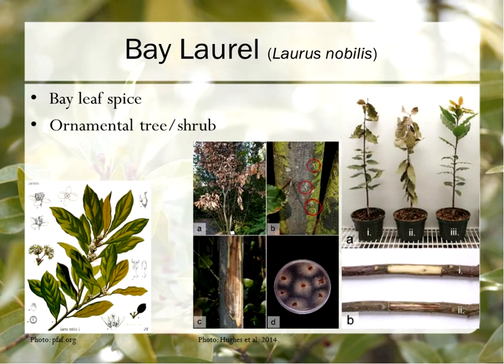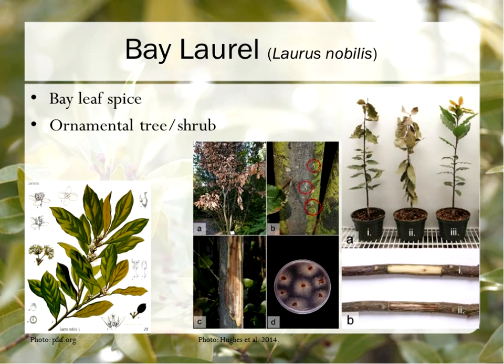Now, bay laurel. In the United States at least, it's an ornamental shrub or tree, and when you think of the bay spice, bay leaves, that is bay laurel. And we found in Florida, in Gainesville, in a botanical garden where it was planted in close proximity to an avocado that recently succumbed to Laurel wilt, we found, again, Ambrosia Beetle attack, vascular discoloration, and this wilt symptom.